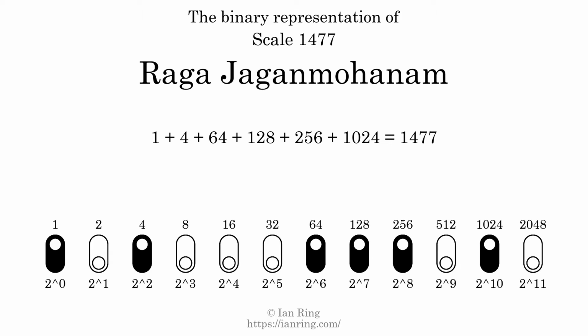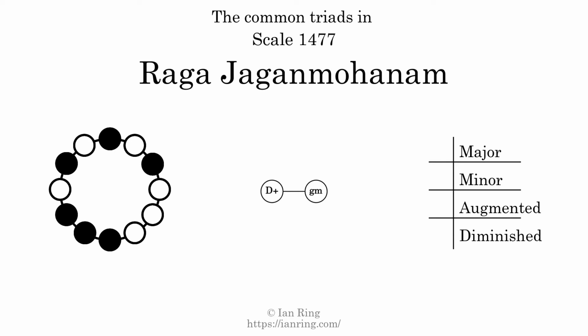1477. The scale number not only enumerates the scale with a unique index, but it also literally describes the tonal content of the scale. Represented as a binary number in base 2, the scale number is 010111000101. Here are the common triads present in this scale.